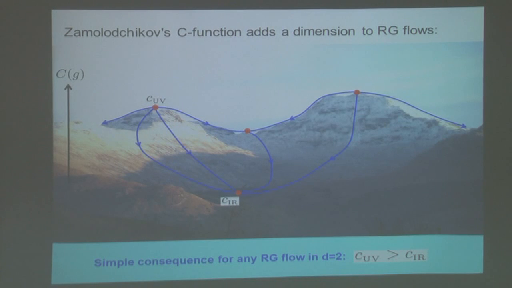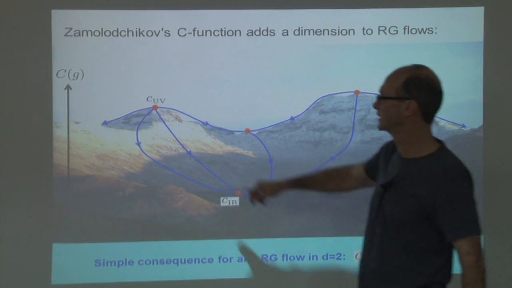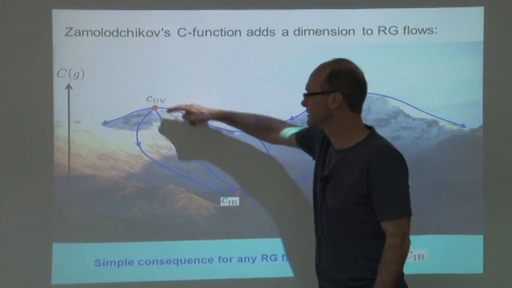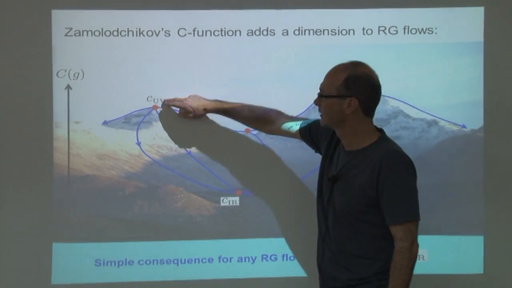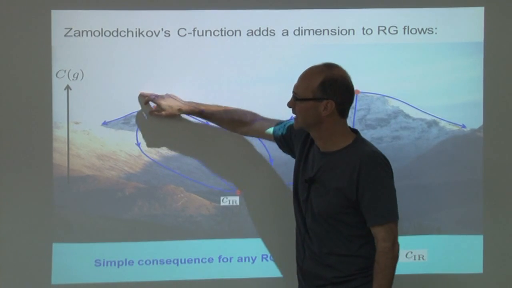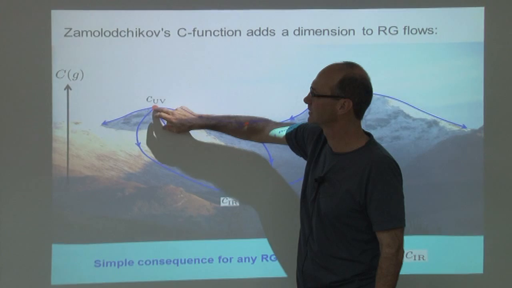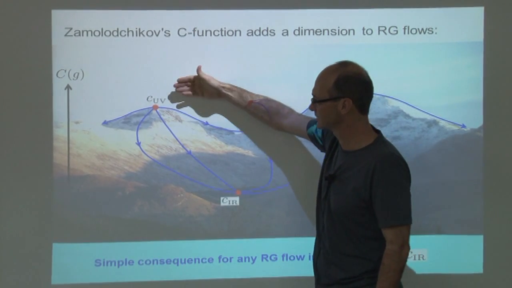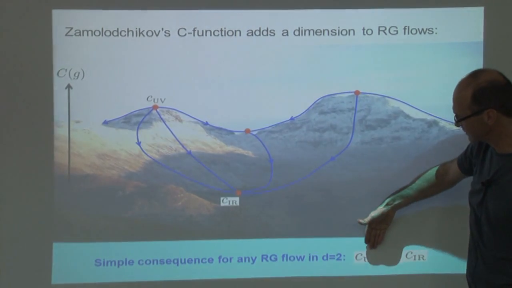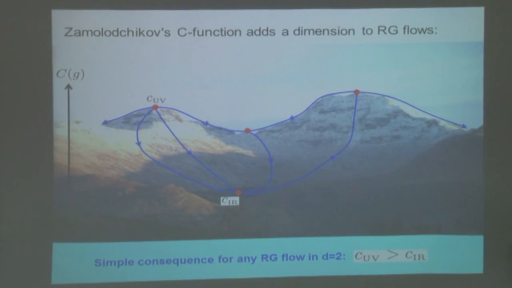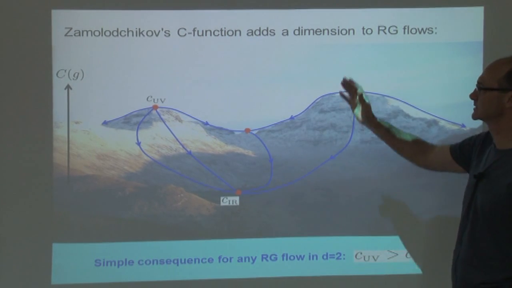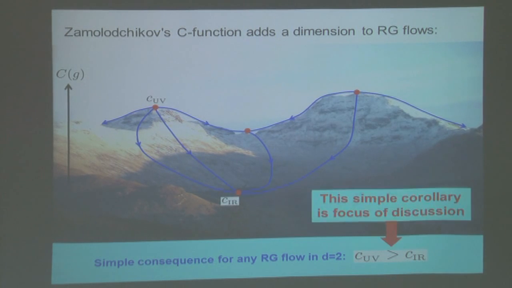A simple consequence of that is that if I evaluate the C function at two fixed points that are joined by an RG flow, a comment is that the C function plays a special role at the critical point in the conformal field theory. It's known as the central charge, of course, and the central charge at the high energy or UV end of the flow is bigger than the central charge at the low energy or infrared end of the flow. That's just one consequence of all of that structure that we had on the previous transparency, but that's really what I'm going to focus the discussion on today in other contexts.